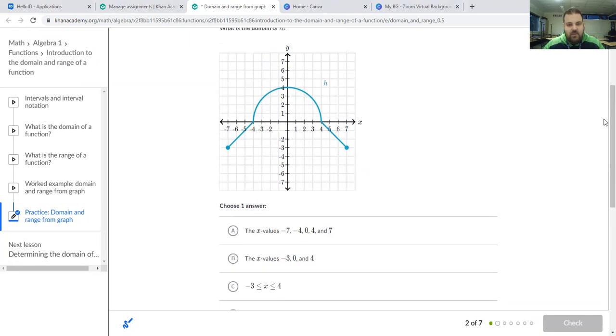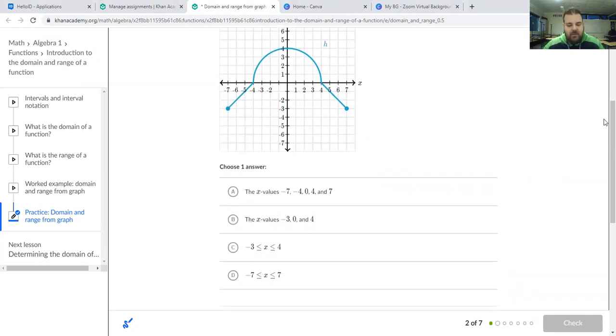When it's continuous, your domain is going to be a set of all points from one number to another, because everything in between is included. So it starts at -7 and it's all the x values from -7 to +7. So it's this one right here.